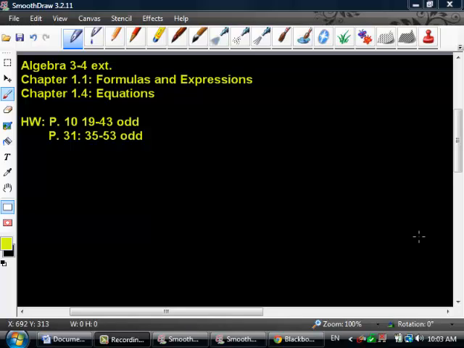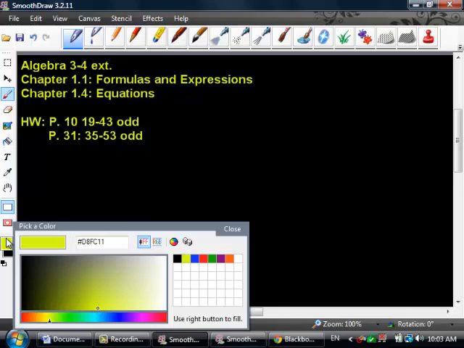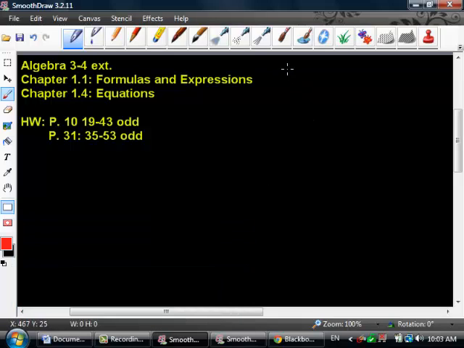All right, so we are doing section 1.1, which is formulas and expressions. Guys, formulas and expressions, this chapter is basically doing order of operations. And so if you don't remember your order of operations, it is parentheses, exponents, multiplication, division, addition, and subtraction. All right, and that's basically all that section 1.1 is going to cover.